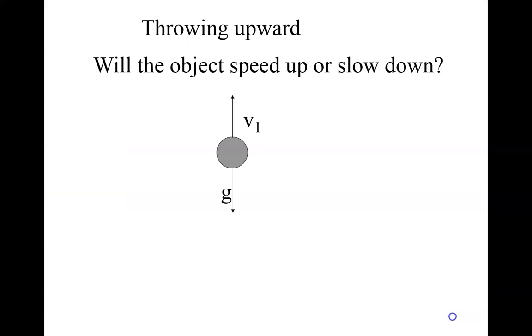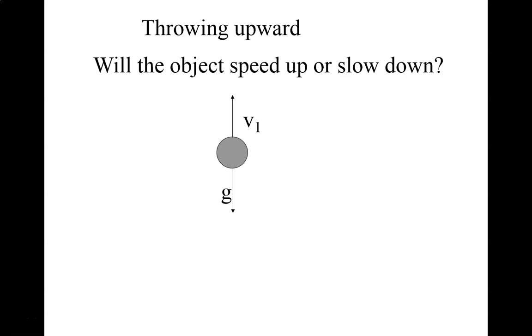Okay, so hopefully we did okay yesterday with dropping an object and throwing it down. Today we're just going to look at what happens when you throw an object upward. So this time we're going to have an initial velocity that's up, and gravity, the acceleration due to gravity, is still going to be down.